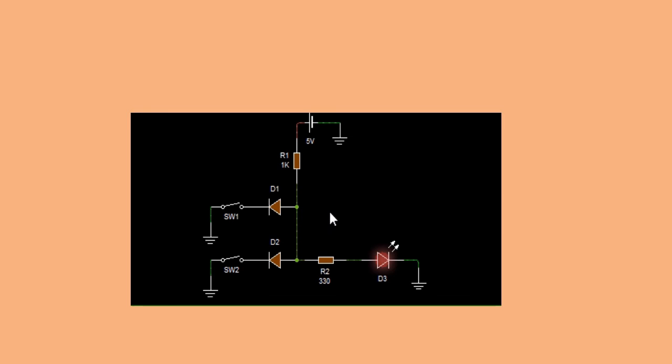So this is the AND gate using discrete circuit components, where we used two diodes, two switches, one 5-volt power supply, one 1 kilo ohm resistor, one 330 ohm resistor, and one LED display. And by this process we get the AND gate design. Okay. From this we can also verify the truth table in this process. So this is the design of an AND gate using discrete circuit components.